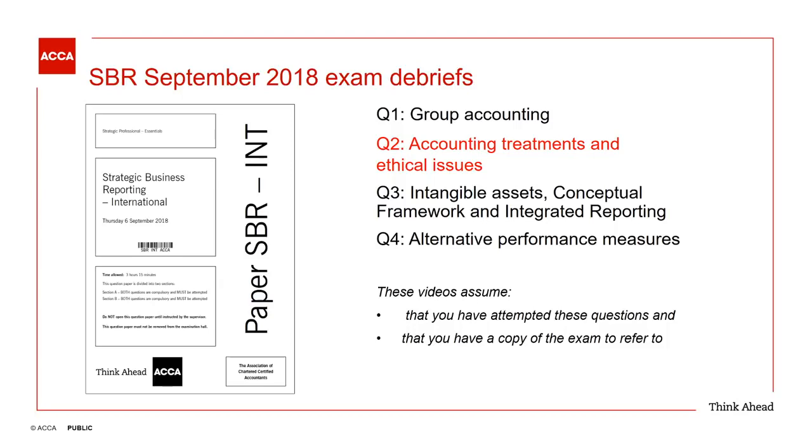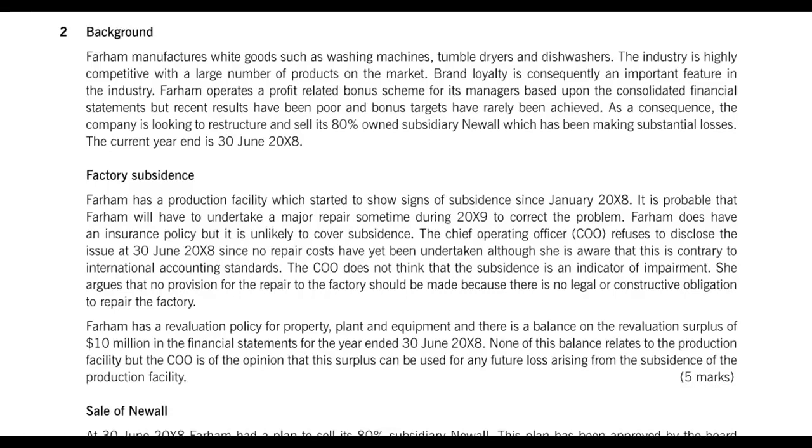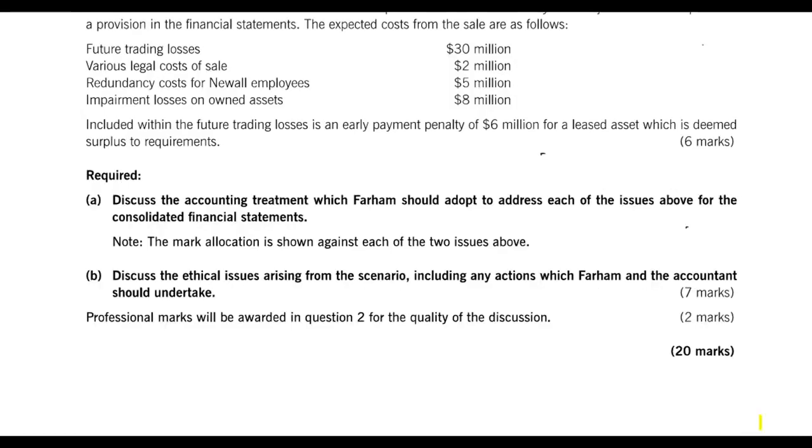In debriefing this question, I'm assuming you have attempted it and have the examination to hand. Let's have a look at question 2 from the September 2018 SBR exam. But the first thing we should really do is understand the requirement. The requirement is broken down into two parts, A and B. And for part A, we're discussing the accounting treatment for two issues. So clearly that lends itself to a very natural structure of looking at accounting issue 1 and accounting issue 2.